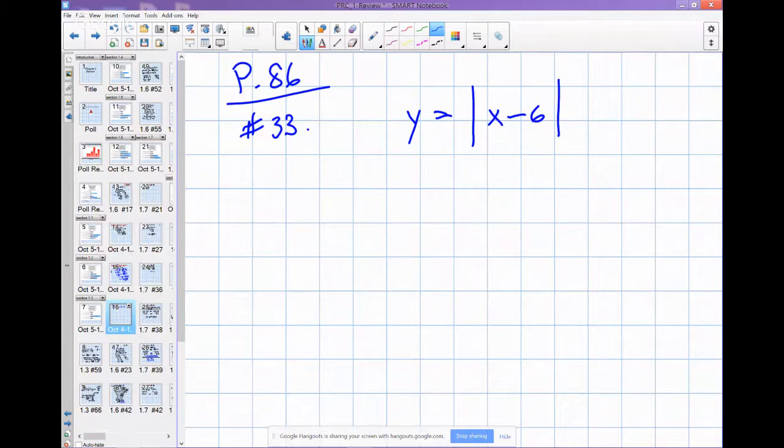So what do we have for symmetry here? Here are the symmetry tests, Brandon. If we, let's say, plugged in a 1 for x, then you know what would happen. 1 minus 6 is negative 5. And so when you plug in a 1, the absolute value of negative 5 is 5. So when you plug in a 1, 5 comes out the answer.